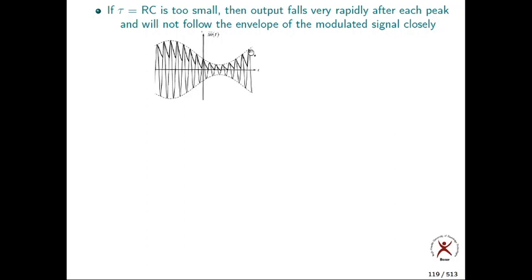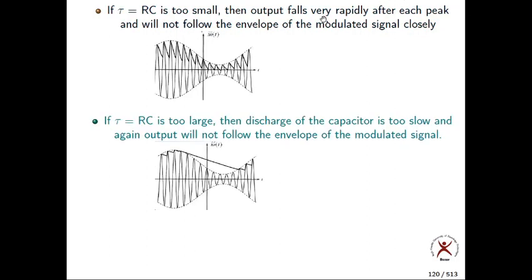So what happens? The envelope will not follow the signal. This dotted line is the desired signal. Actually that is what we want. But if tau is small, time is less, so discharging should be done fast. So how does it discharge? Like this, very fast.